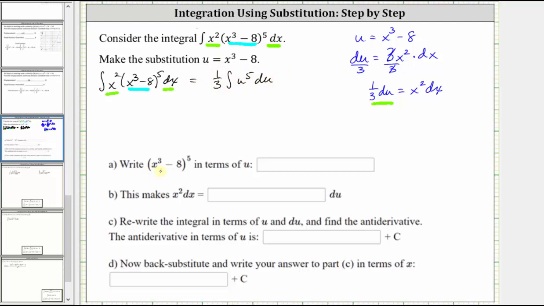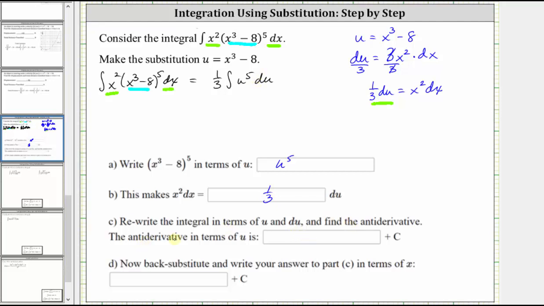Part A, we're asked to write the 5th power of x to the 3rd minus 8 in terms of u, which we now know is u to the 5th. Next, what is x squared dx equal to? Well, we know x squared dx is equal to 1/3 du. The du is already here, and therefore we only enter 1/3. Part C, we're asked to rewrite the integral in terms of u and du, which we've already done.